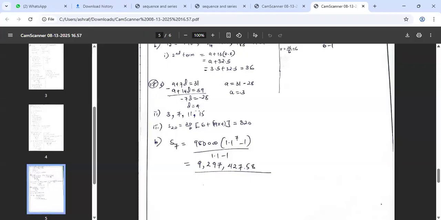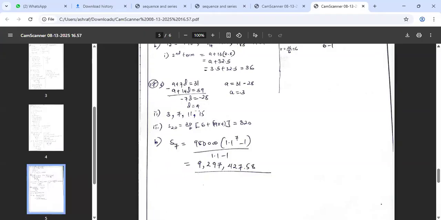You can get the value of D and A and then up to Roman 3. Then part B, you are given, so if you look at the question, the salary is increasing annually by 10%. So it makes it a GP. It's a geometric progression, not an AP, where A is 980,000. Our common ratio is 1.1. It is increasing by 10%, so 110% will give us 1.1. Then the time N is 7.